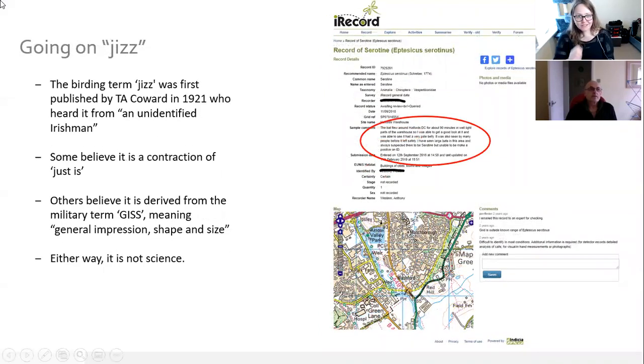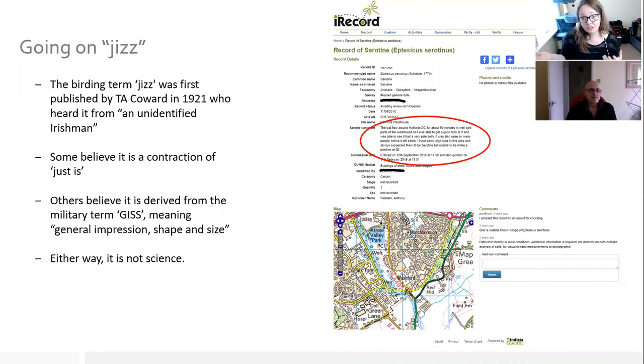Okay, so here's another one. Going on jizz. So this is really cool, I found this out recently. The term jizz was published by T.A. Coward in 1921, who heard it from an unidentified Irishman. So the idea of jizz is that some people believe it just is.